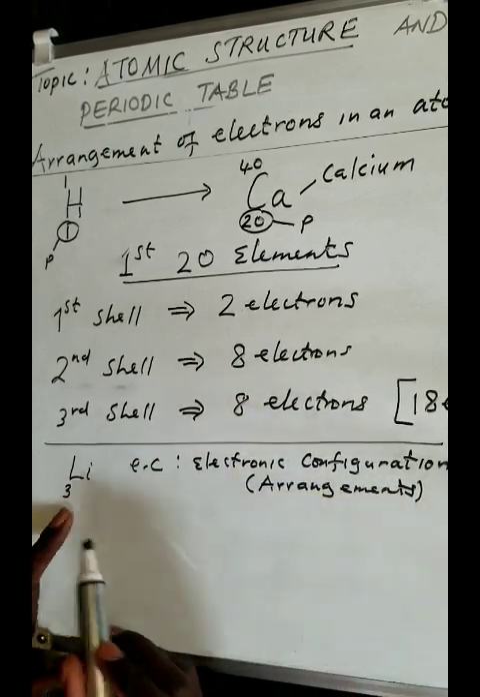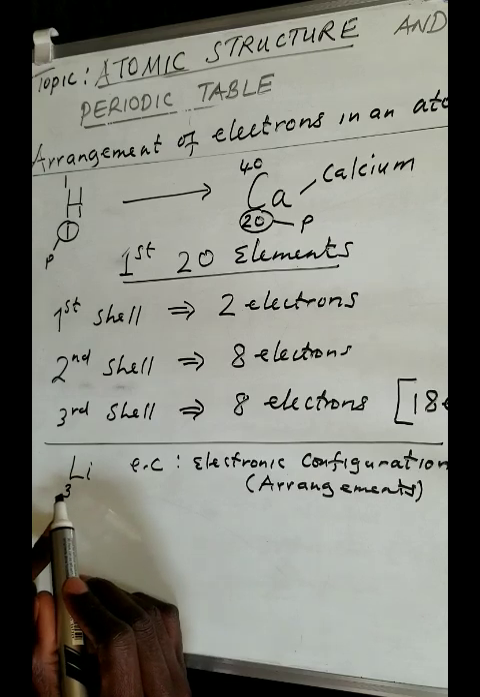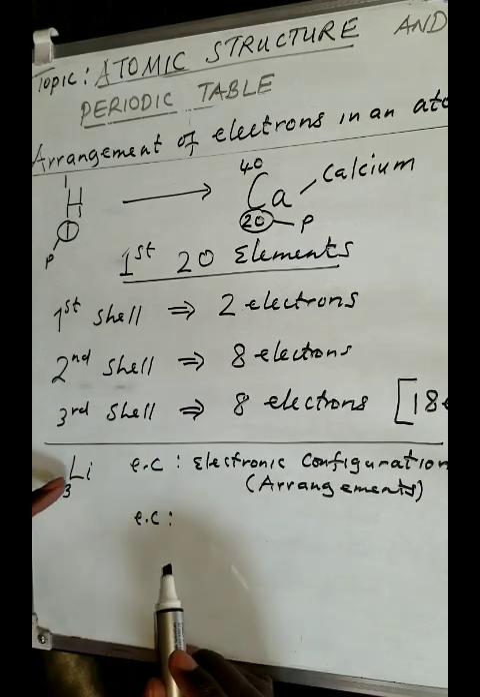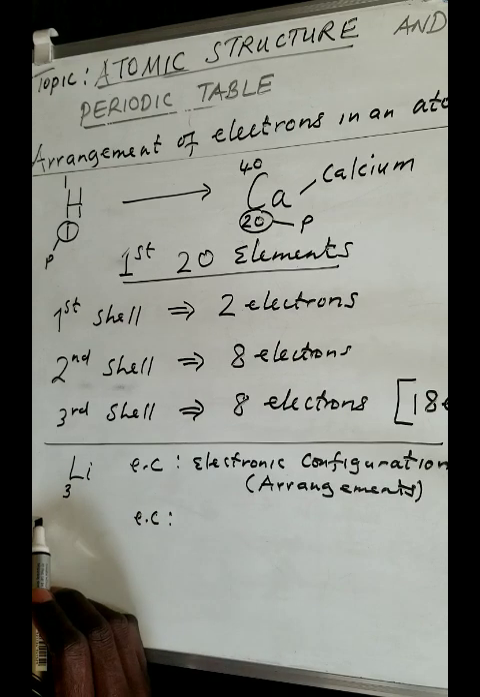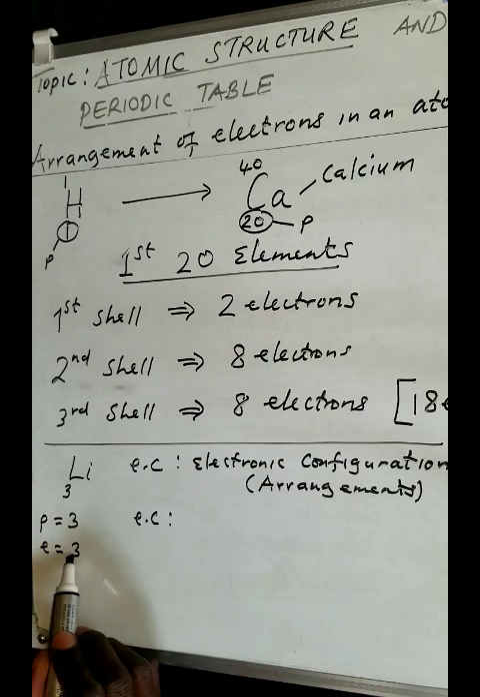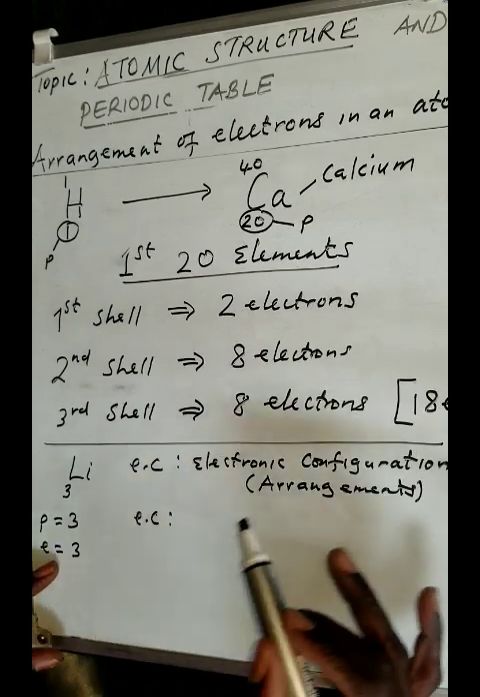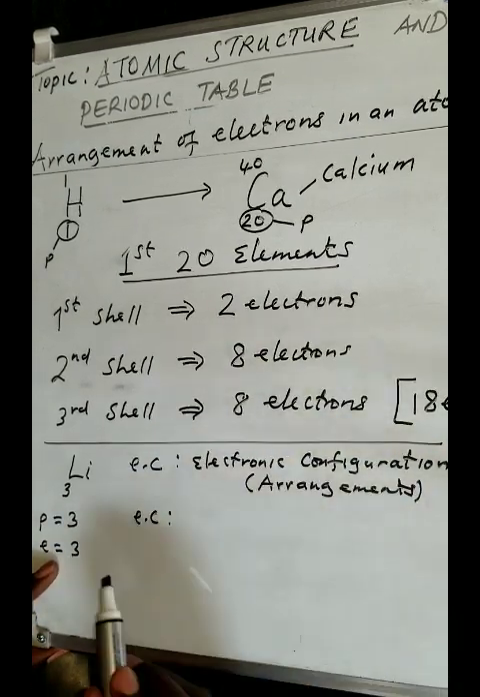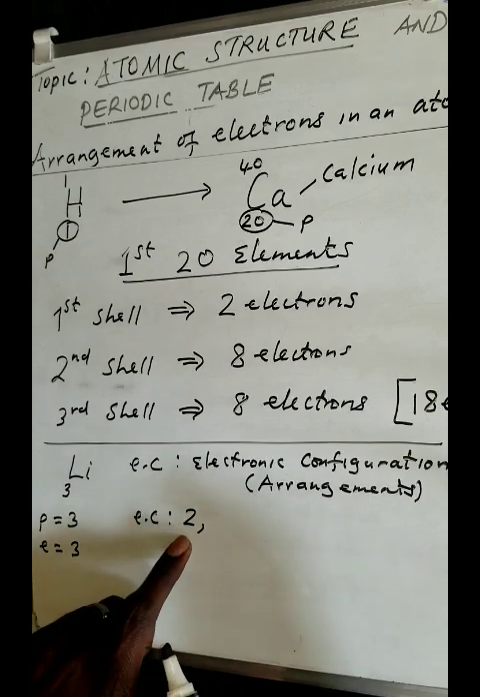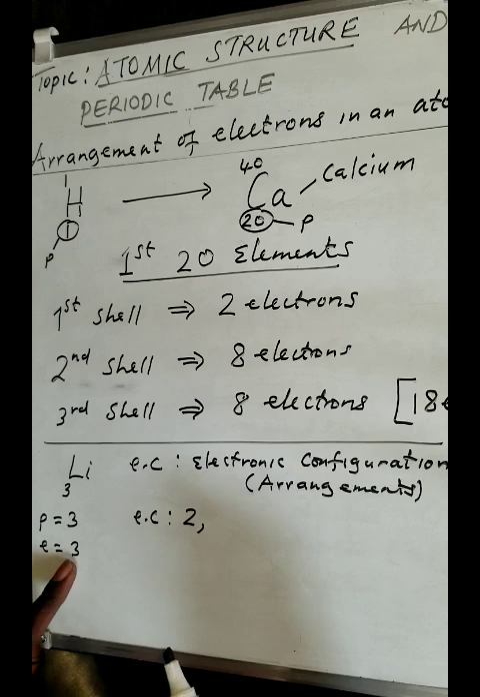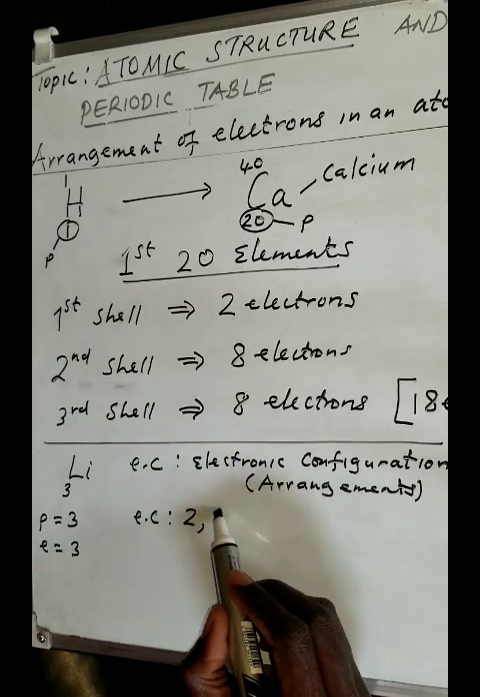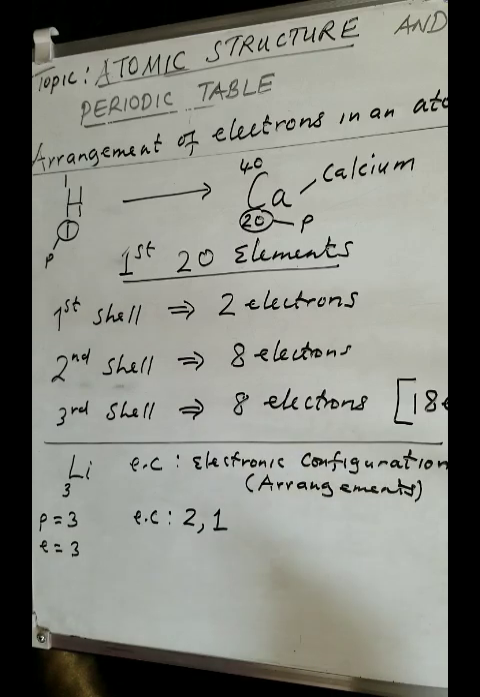So what is the arrangement? We use the proton number, the smallest number in this case. Remember, the number of protons is 3, and the number of electrons is also 3. So we use that number of electrons to write the electronic configuration. In the first shell, I'll put 2 electrons. When I put 2 electrons in the first shell, how many electrons will I remain with? 1. That 1, I'll take into the second shell. So I'm going to have 2, 1.